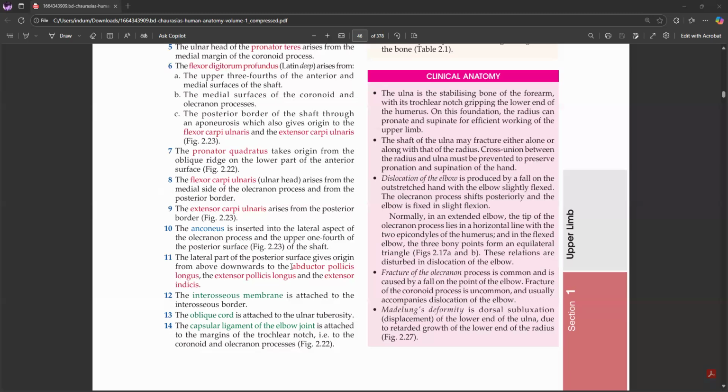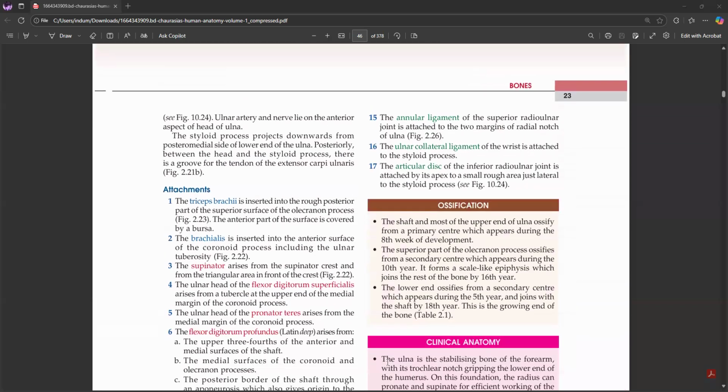Number 14. The capsular ligament of the elbow joint is attached to the margins of the trochlear notch, that is, to the coronoid and olecranon processes. Figure 2.22. Number 15. The annular ligament of the superior radio-ulnar joint is attached to the two margins of the radial notch of ulna. Figure 2.26. Number 16. The ulnar collateral ligament of the wrist is attached to the styloid process. Number 17. The articular disc of the inferior radio-ulnar joint is attached by its apex to a small rough area just lateral to the styloid process.